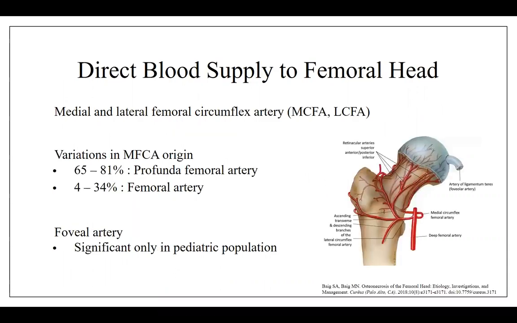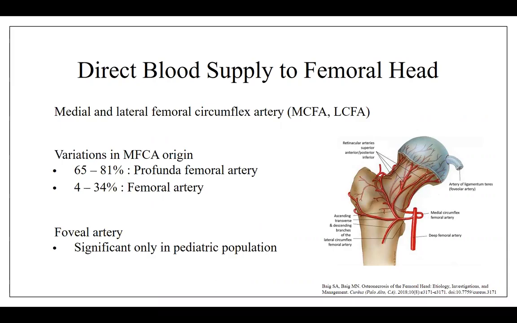This is the major direct blood supply to the femoral head. As we can see, the most common is the medial and lateral femoral circumflex arteries, which often anastomose around the femoral neck and give off small retinacular arteries that then perfuse the femoral head even further.